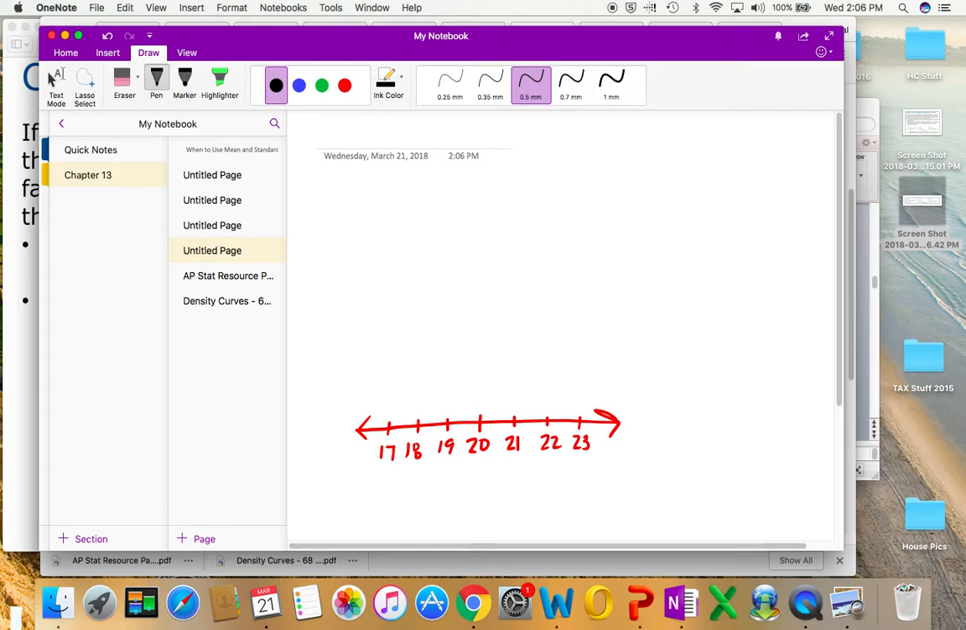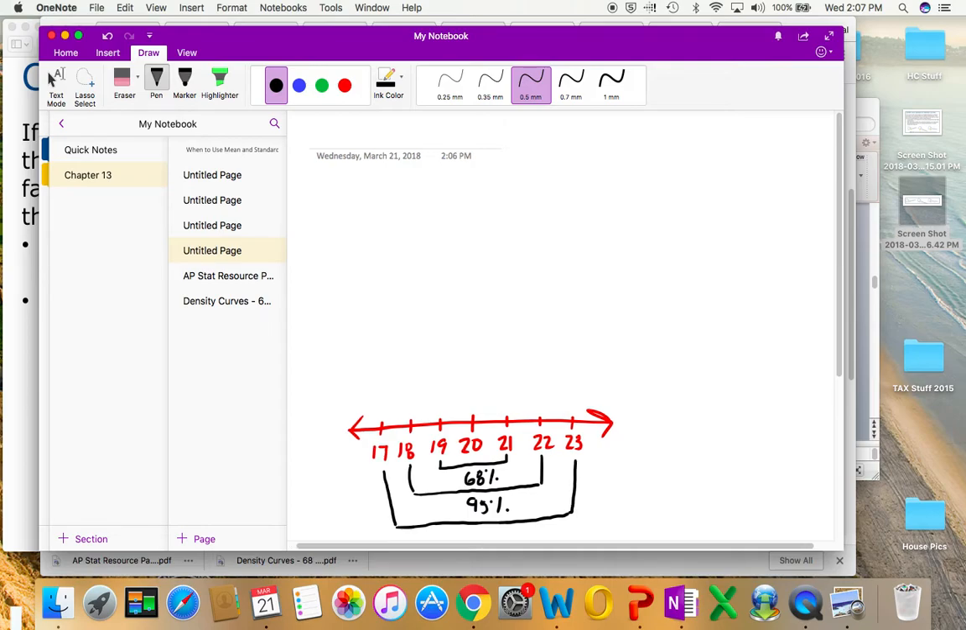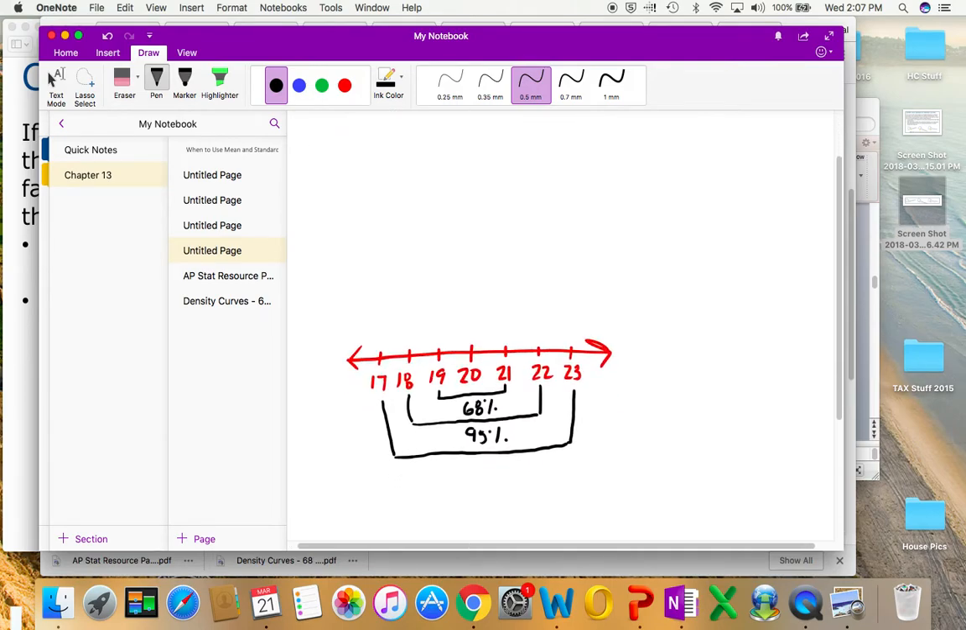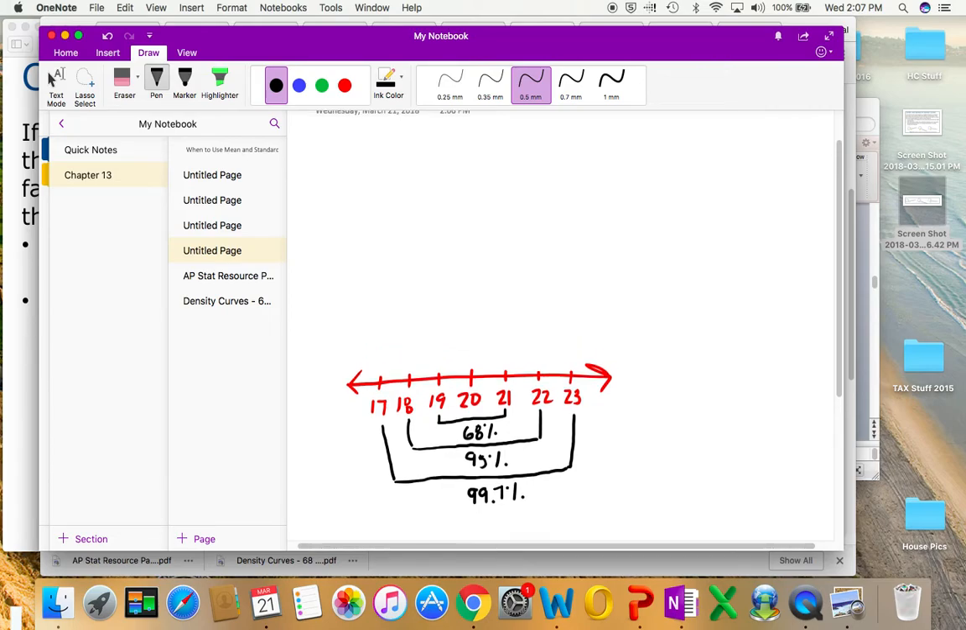Just as a recap, to get a better understanding of our 68, 95, 99.7 rule, I know between these two values is 68%. I know between these two values, 18 and 22, is 95%. And then my last one, 17 and 23, that's 99.7% of my values.